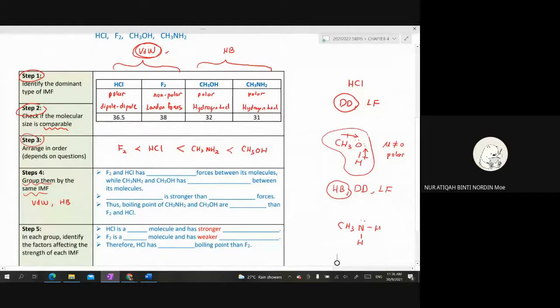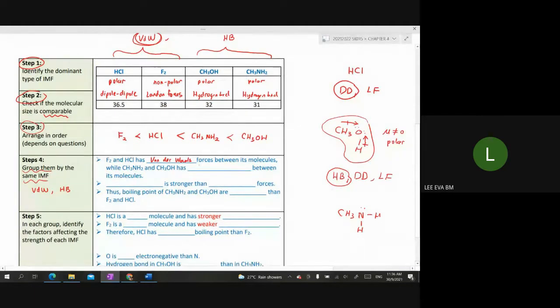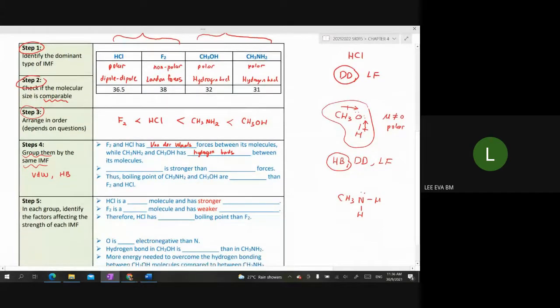Van der Waals, because both of them are underneath the same group. Okay, van der Waals. Spelling check, yeah? While CH3NH2, CH3OH has, both of them having hydrogen bonds between them. Okay, so which one is stronger, van der Waals or hydrogen bond? Hydrogen bond. Yes, you need to compare the strength. Remember, comparing the strength gives you comparison for boiling point. So hydrogen bond is stronger than van der Waals forces.